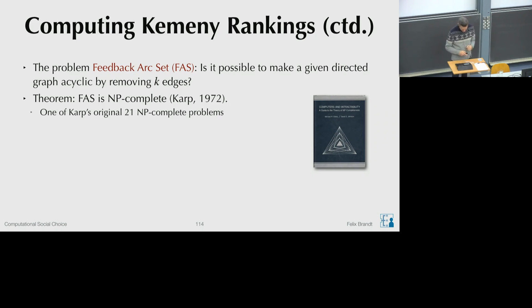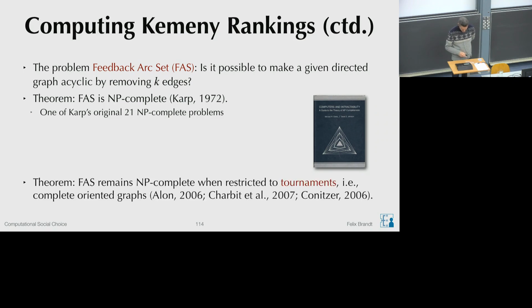Because that problem was first proposed in '72, and probably shortly after that it was asked whether this also is difficult for tournaments. And then in 2006 and 2007, so I was already working in computational social choice at the time, that's why I remember this, when all these papers came out, it was shown that feedback arc set is still NP-complete even in the subclass of tournaments. And interestingly, all these three papers came out independently and proved the same thing using different techniques, but they all came out with the same statement and solved this open problem roughly at the same time.